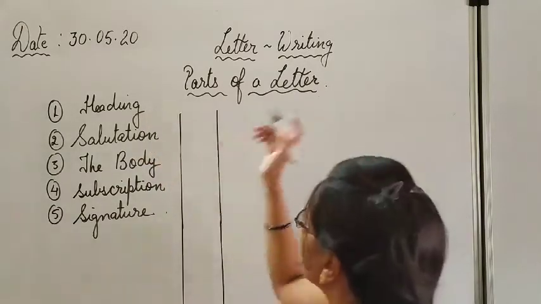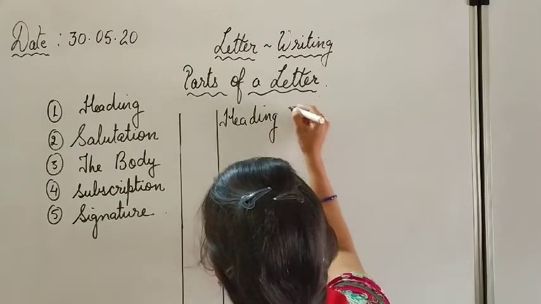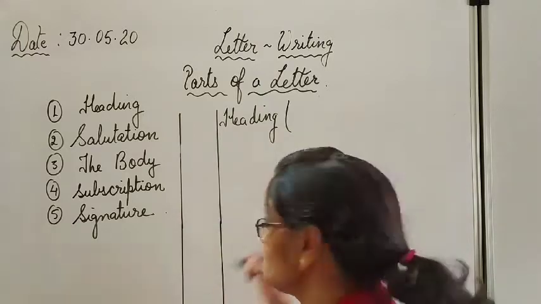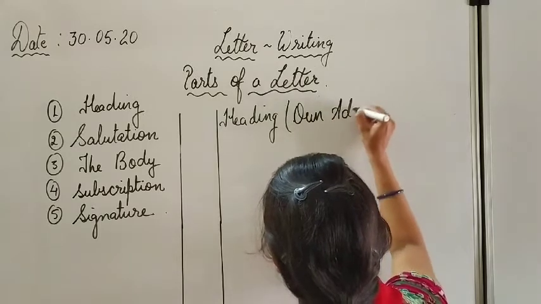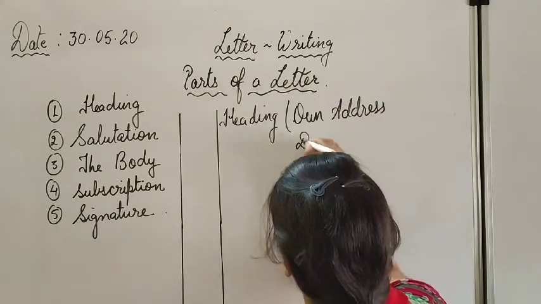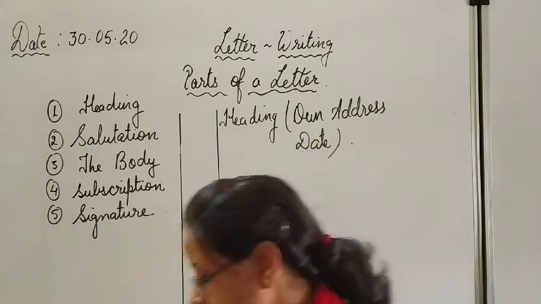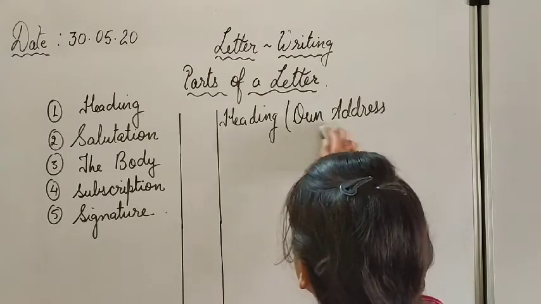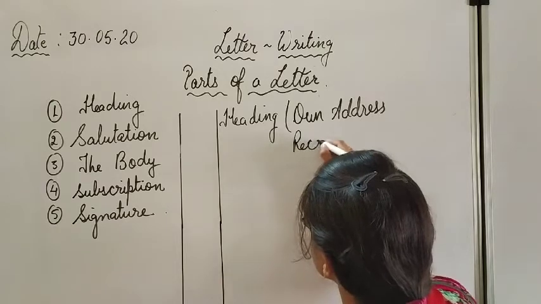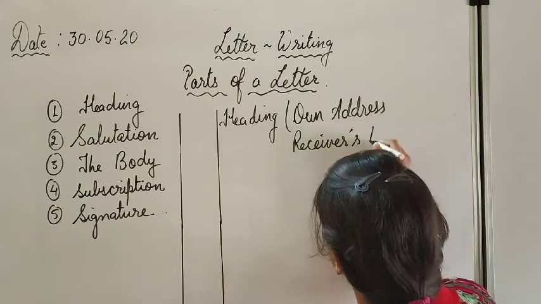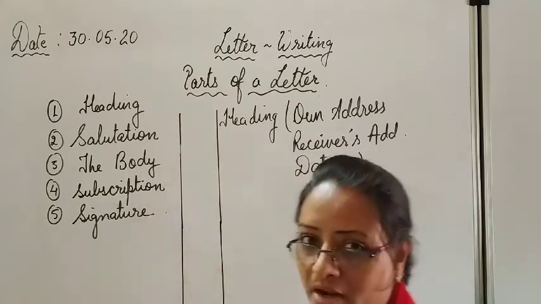After that, heading. What will fall under heading? Address of the sender. You are the sender, so your own address will be here, with the date. You may write the date here. Otherwise, after the receiver's address, you will write the date. Own address, then receiver's address, and date. These three parts fall under the heading.